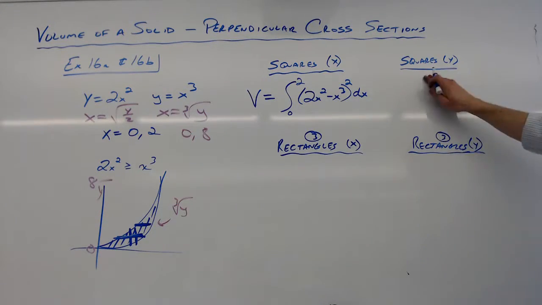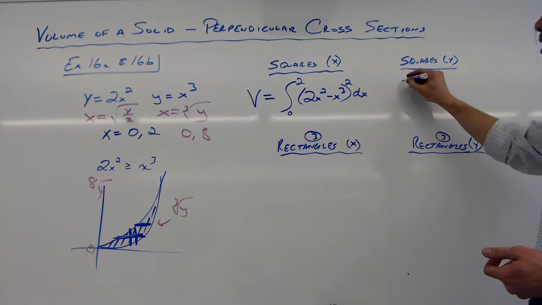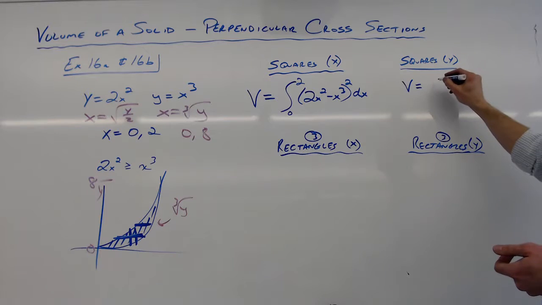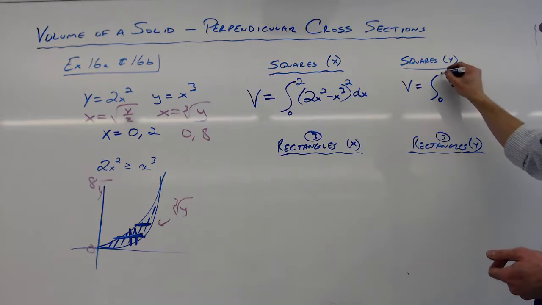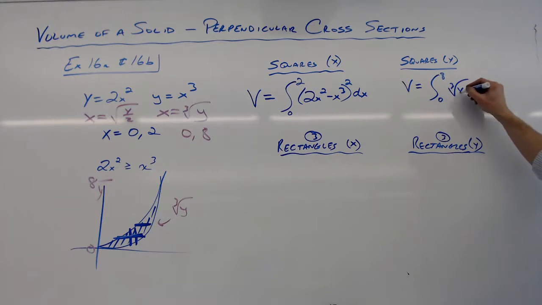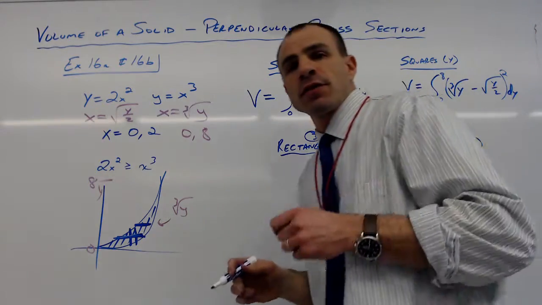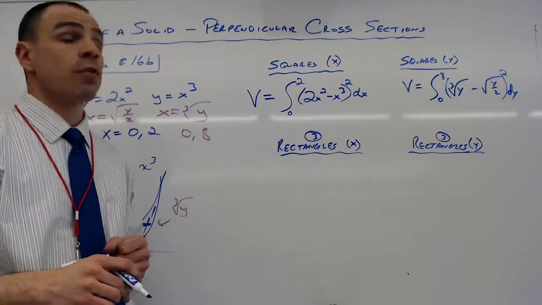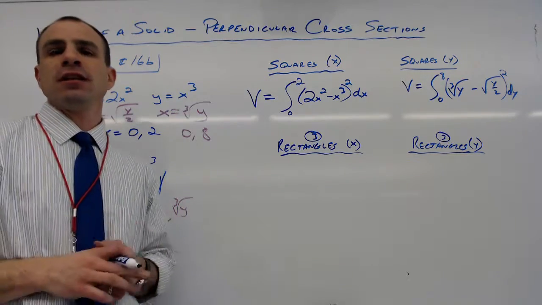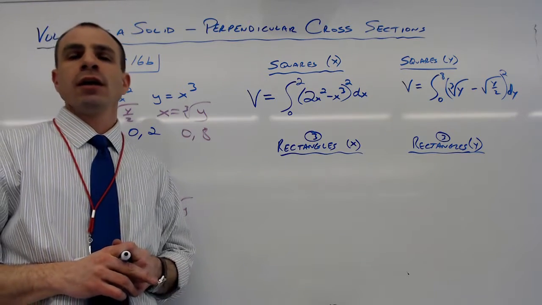So if we were to have squares that were perpendicular to the y-axis, well, now our volume would be equal to the integral from 0 to 8 of the cube root of y minus the square root of y over 2. That quantity is still getting squared, and our differential now, we have a very thin slice, and it's a little bit of y, so it's dy. That's the idea behind 16a, plus my little extra that I put in if it was perpendicular to the y-axis.